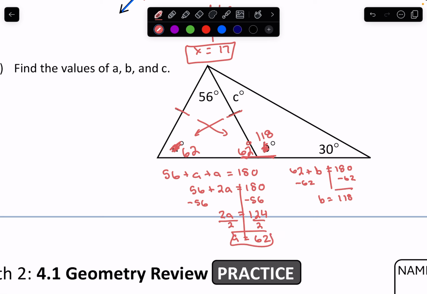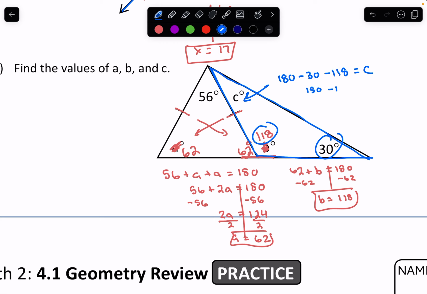So I found A, I found B. Now I need to find C, and there's multiple ways to do this. You might already be working on it; in fact, you could have found C before you found B using a little bit of math with the angles of a triangle adding up to 180. I see this triangle right here, this blue triangle, and I know that the angles add up to 180, and I've found two of the angles already. So it's really easy to figure out that third angle because I just take my 180 degrees and I minus the 30 and I minus the 118, and that's going to give me the third angle of the triangle. So 180 minus 30 is 150, minus 118 equals C. 150 minus 118 is 32, which equals C. So this angle is 32 degrees. C is equal to 32.